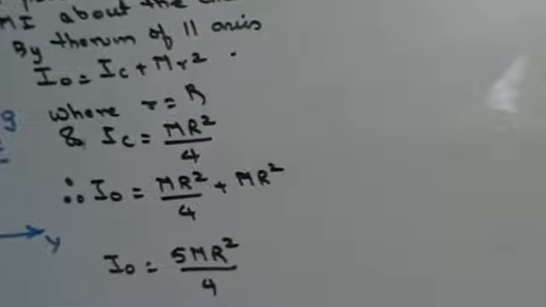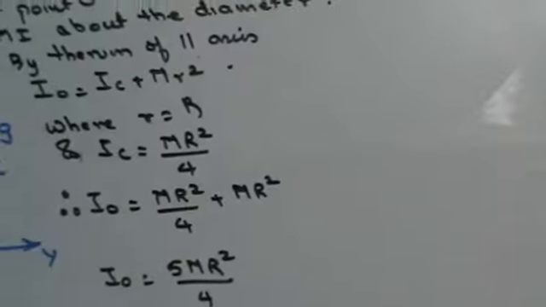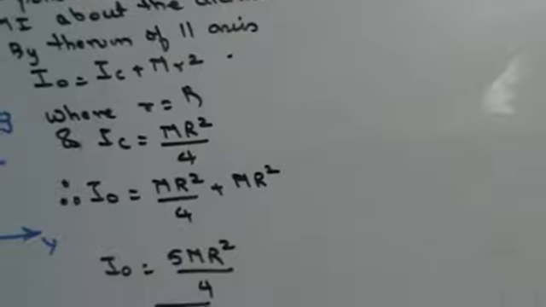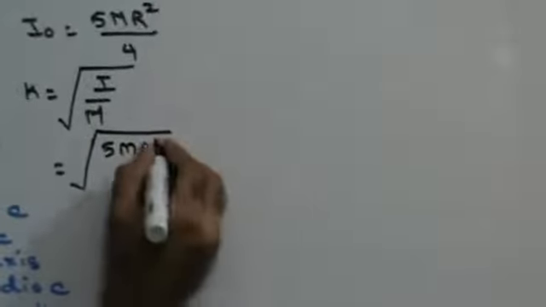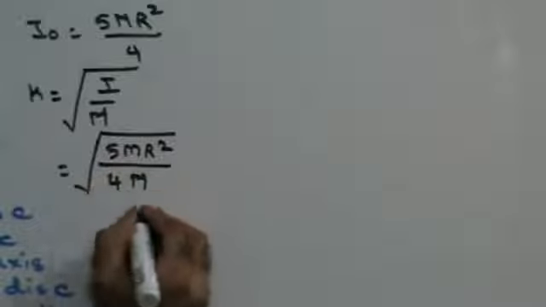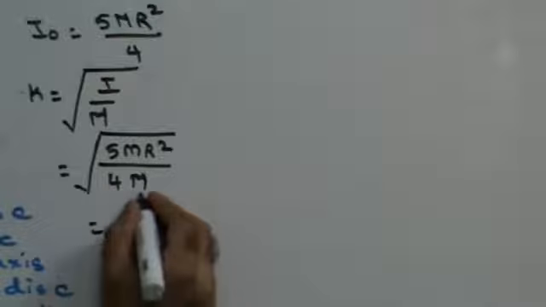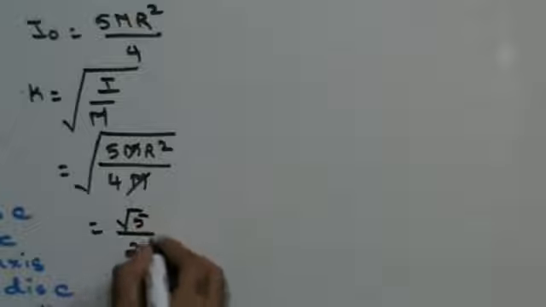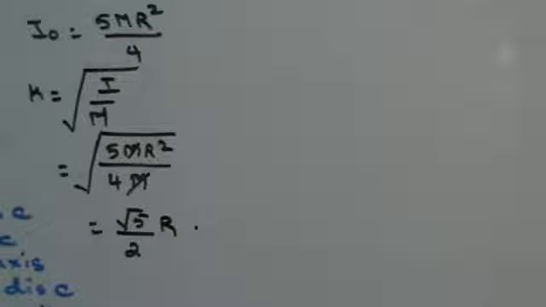What will be the radius of gyration for this? Radius of gyration, that is K, is square root of I upon M. So this is nothing but square root of 5 MR square by 4 upon M. This is nothing but root 5 by 2 R. That will be my radius of gyration.